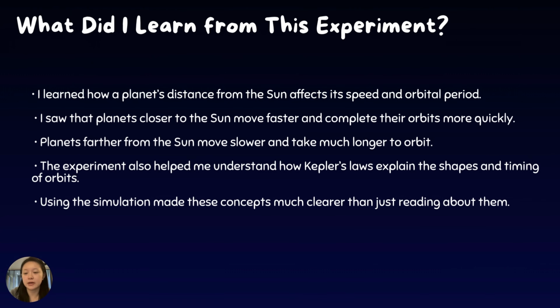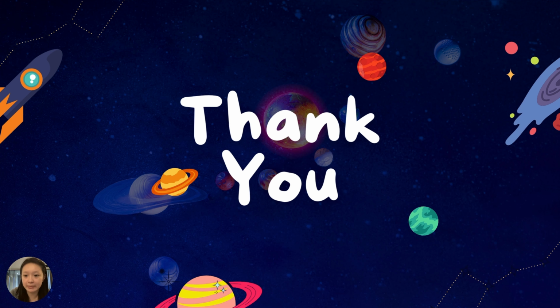Through this experiment, I learned how distance affects a planet's speed and orbital time. The closer a planet is to the Sun, the faster it moves. The simulation helps me visualize Kepler's laws better than just reading them in a textbook. It made everything clear and easier to remember.